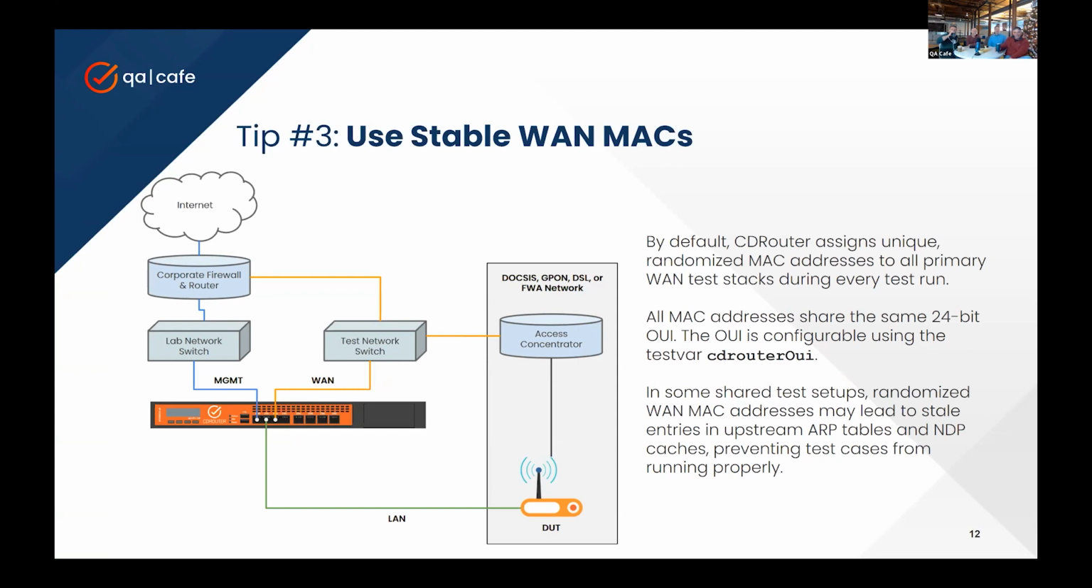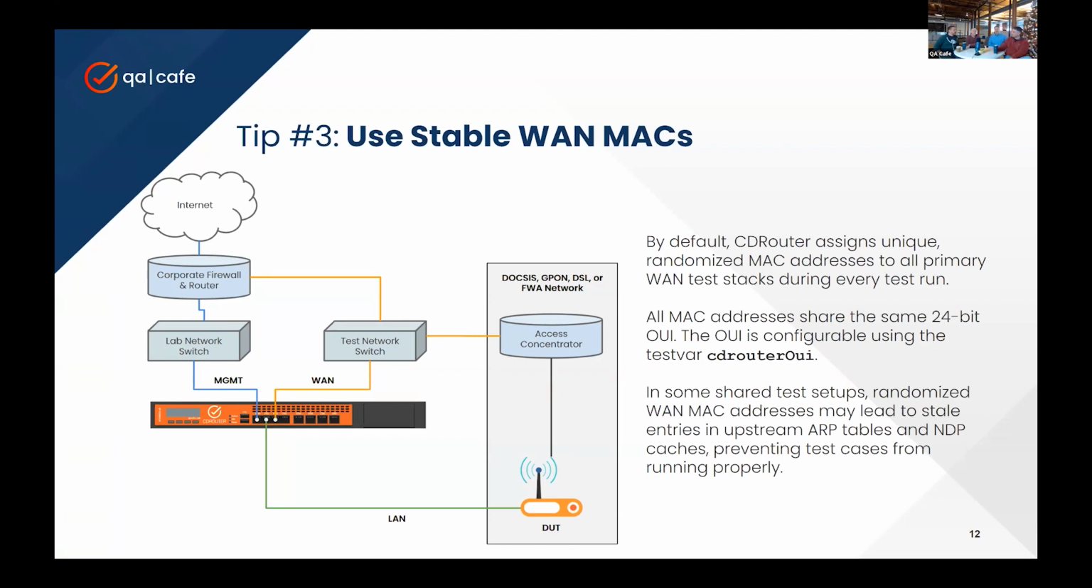So we added this feature this year, the ability to have CDRouter use a consistent, stable MAC address on the WAN. It's particularly useful for people that are testing with CDRouter in a shared network environment, like the one I've got here on the slide. The reason that we added this is because we were finding that in certain shared setups, and I should back up a second, CDRouter historically has always used randomized MAC. So every time you start a test package, CDRouter will create a new random MAC to use on the WAN. That's how it's worked since the beginning of time.